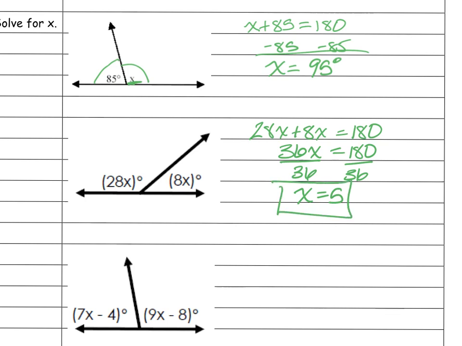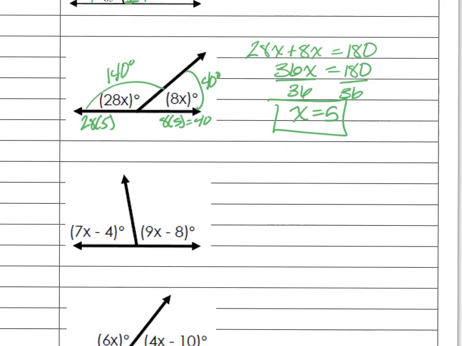I don't need to this time because it didn't say find out what the angle measures. It just said solve for x. But I could take this x and substitute it in. This would be 8 times 5, which is 40. So this angle would be 40 degrees. And this would be 28 times 5. Let's see, 28 times 5 should be 140. So this angle should be 140 degrees. Okay? And that's how we find out what the angle measures.